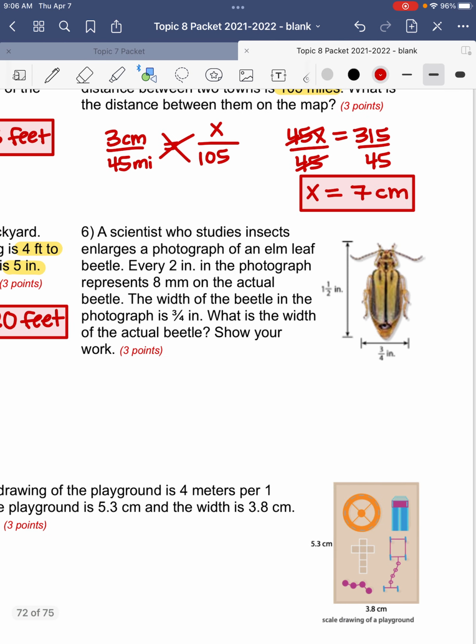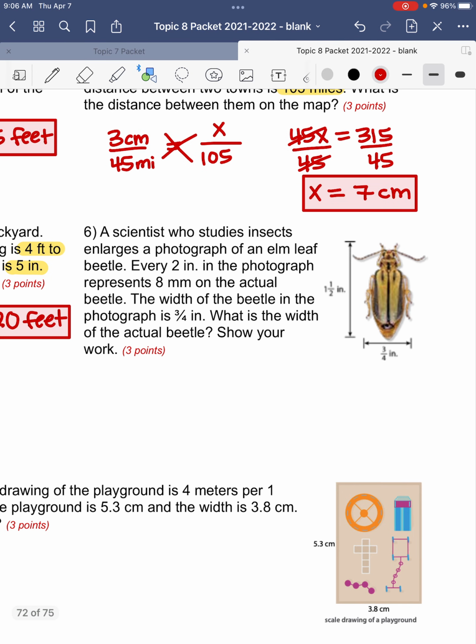Okay, number 6. A scientist who studies insects enlarges a photo of an elm leaf beetle. Every 2 inches in the photograph represents 8 millimeters on the actual beetle. The width of the beetle in the photograph is 3/4 inches.